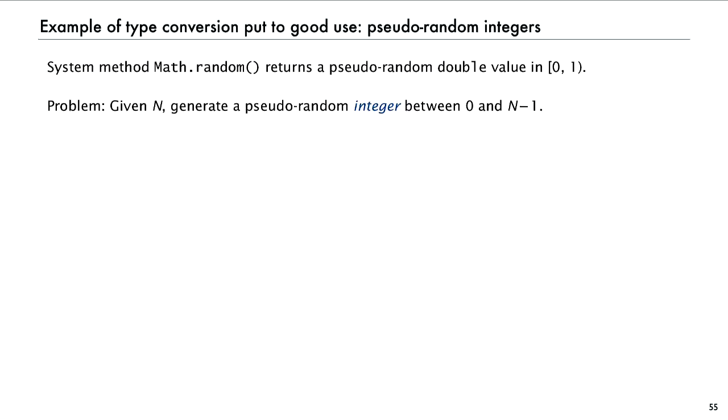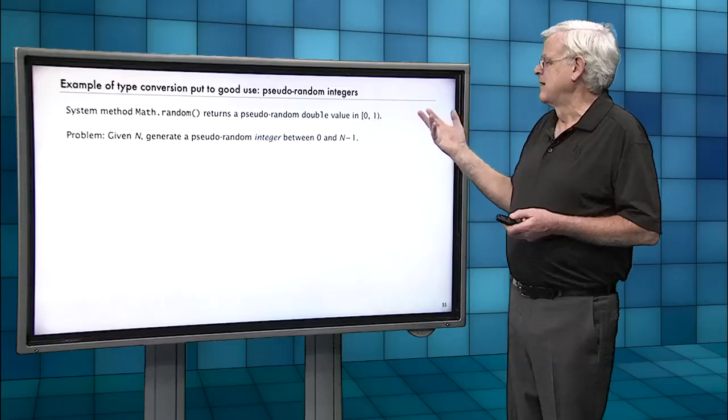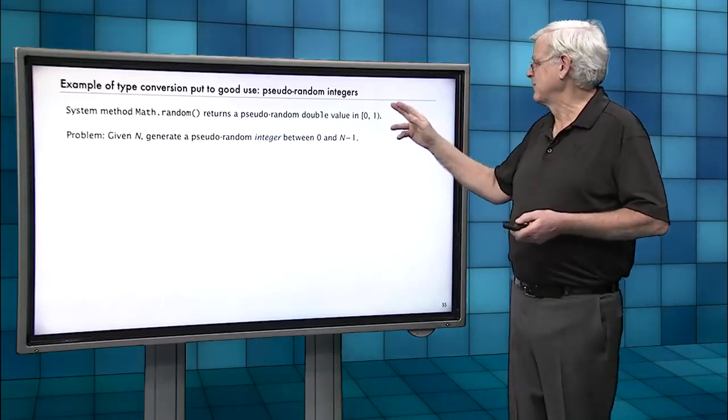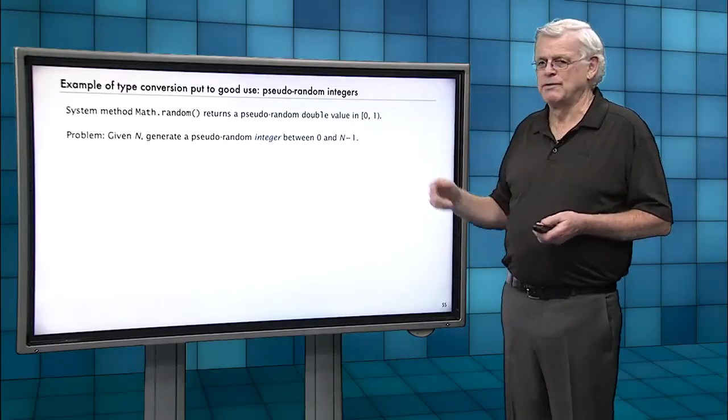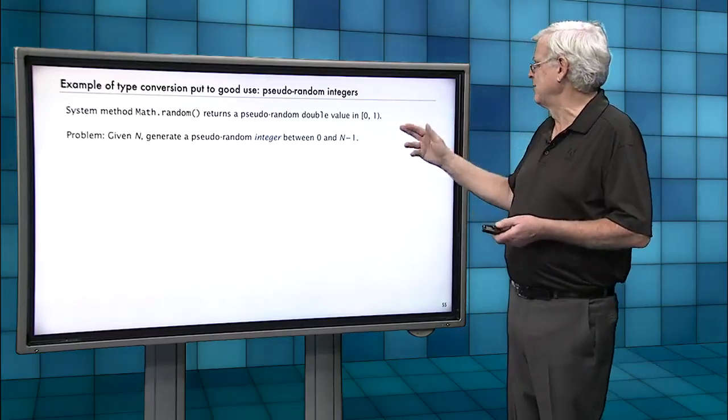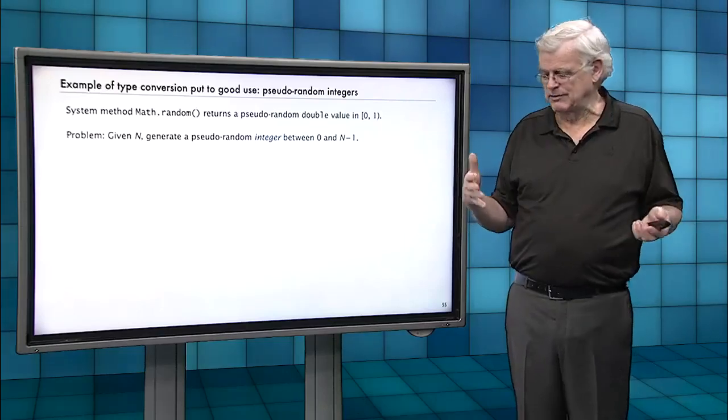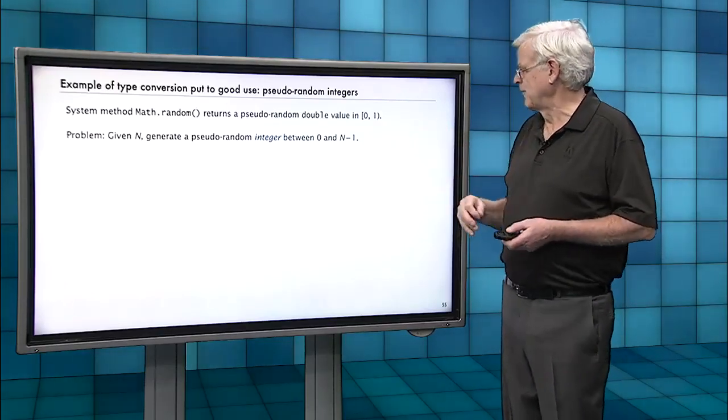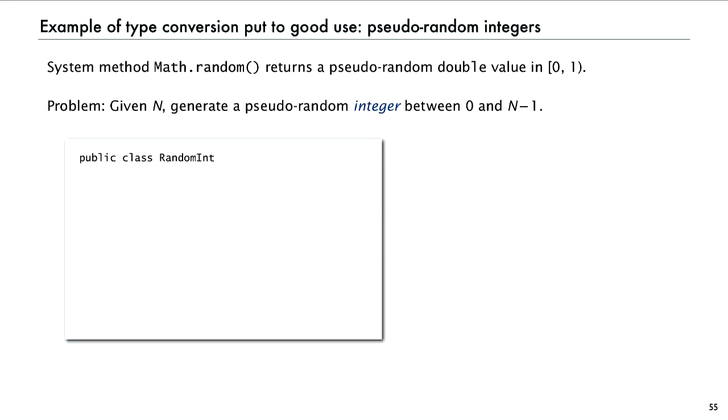Here's an example of type conversion put to good use, and this is our last program of the day. So we've got math.random that gives us a pseudorandom double value. What if we want to get a pseudorandom integer value between 0 and n minus 1 for any given n? Like if we want to roll a die, we make n equals 6, or if we want to draw a card, we make n equals 52.